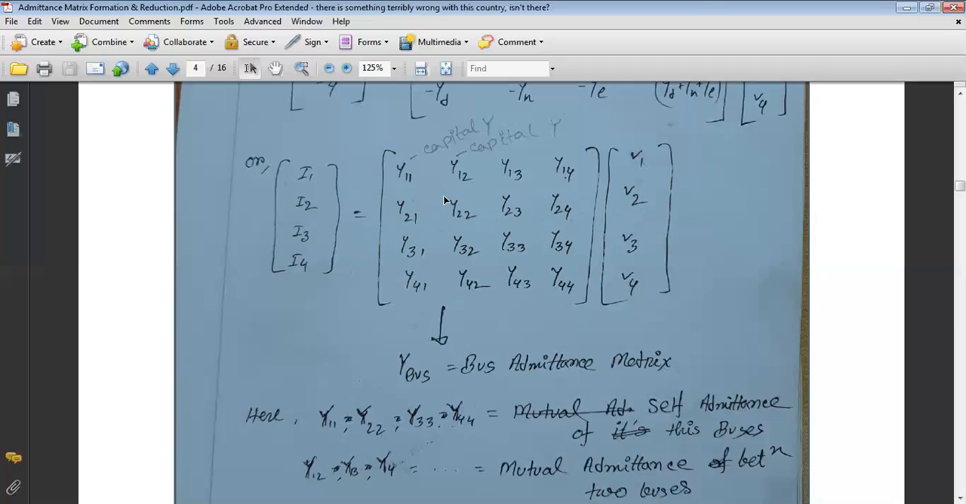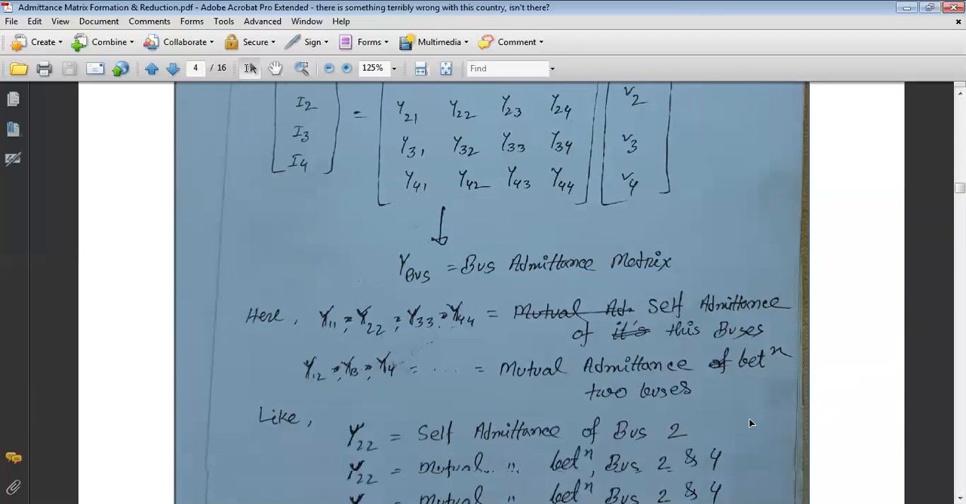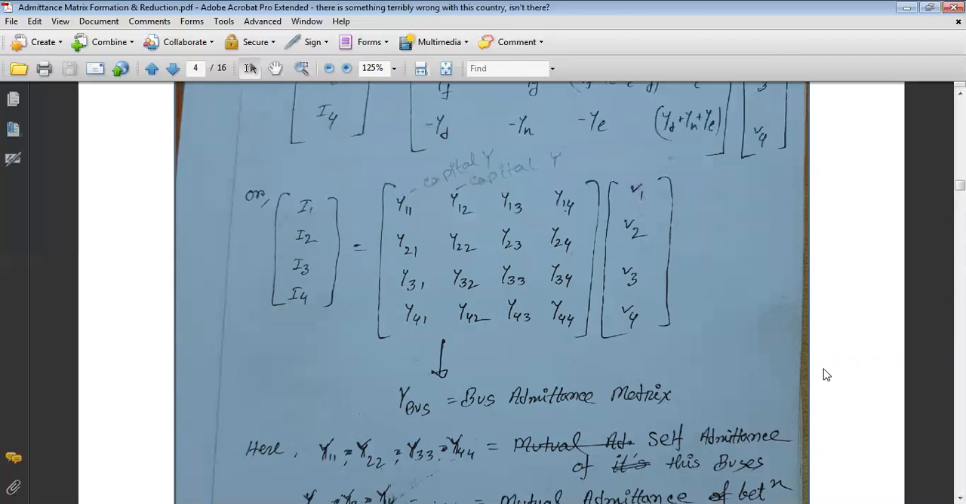And the off-diagonal elements are called the mutual admittance. If we cross this diagonal, this is the upper off-diagonal element like Y14, and this is the lower off-diagonal element, like Y41 or Y42. So these upper and lower off-diagonal elements are called the mutual admittance. That is Y12, Y13, Y14, Y42, Y34, all are called mutual admittance.